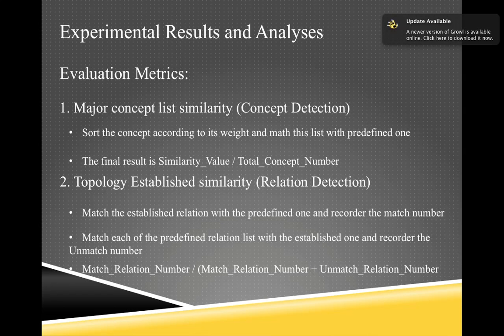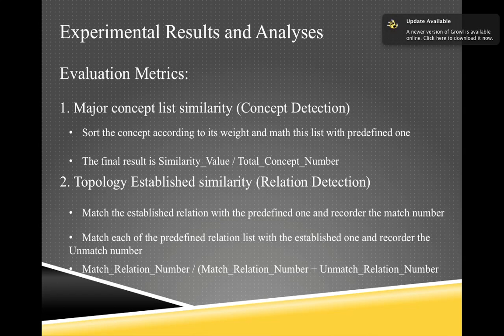So how to use the first one? The basic idea here is sorting the concepts according to their weight and matching this list with a predefined one. Then you can calculate the similarity based on the similarity value divided by the total concept number. For example, the concepts after you sort are A, B, C, and the predefined one is A, C, B. Here you can see that there is only one similarity and the similarity value is 0.33. So this is the way you calculate the major concept similarity.